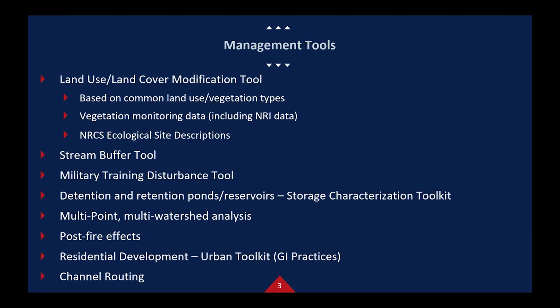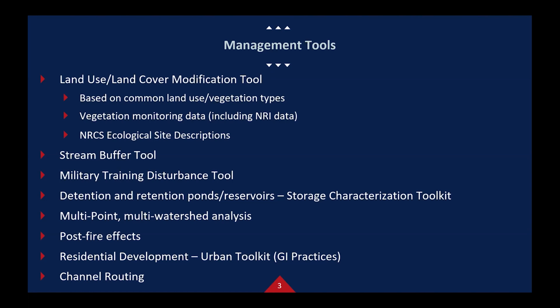Here's a list of some of the tools that we've developed. I'm not going to go over all of these in this presentation. There's a land use, land cover modification tool that allows you to change the land use vegetation type within a watershed, either the entire watershed or just a small component of it. We've also worked on using NRI data to characterize vegetation, as well as looking at ecological sites. Basically, the tool allows you to identify an area and change what's there.